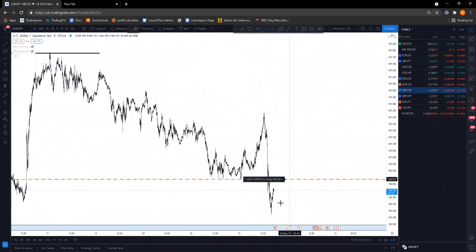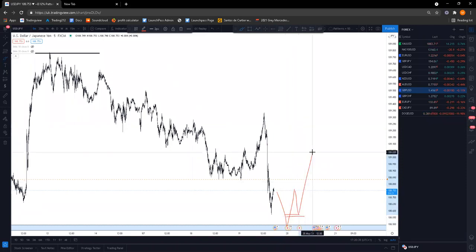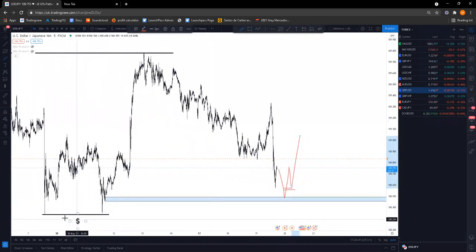So wait for it to do something like this: come into your area, push up, break structure, retrace, then you get your entry. Just because you don't want to get taken out with this area of double bottom, because this area of double bottom will really bite you in the back if you enter trades from here, right?